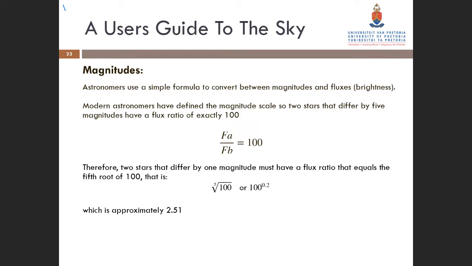So, magnitude. Astronomers use a simple formula to convert between magnitudes and fluxes. Flux is brightness. Modern astronomers have defined the magnitude scale so that two stars that differ by 5 magnitudes have a flux ratio of exactly 100.